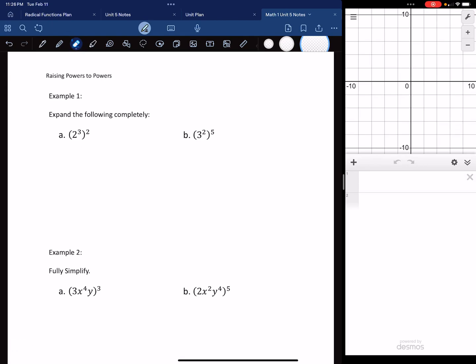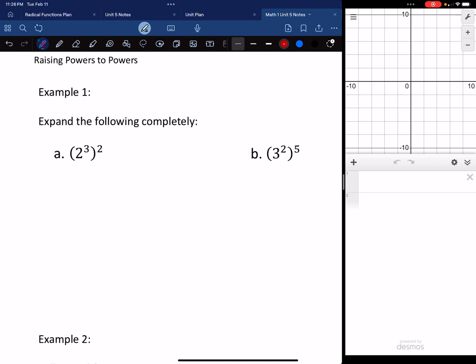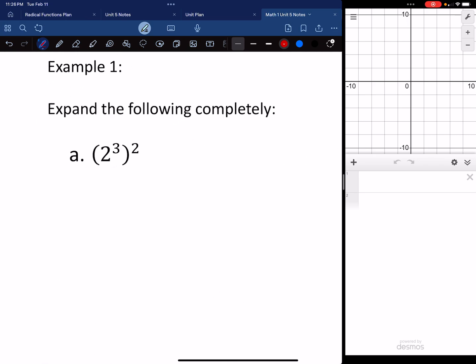Today's notes are on raising powers to powers, right? So we're looking right here. This is lesson 3 in your notes. At this point, you should feel comfortable expanding powers, just using the definition of powers. I'm going to look at example 1 here, and I like to work my way from outside in when we're talking about powers.